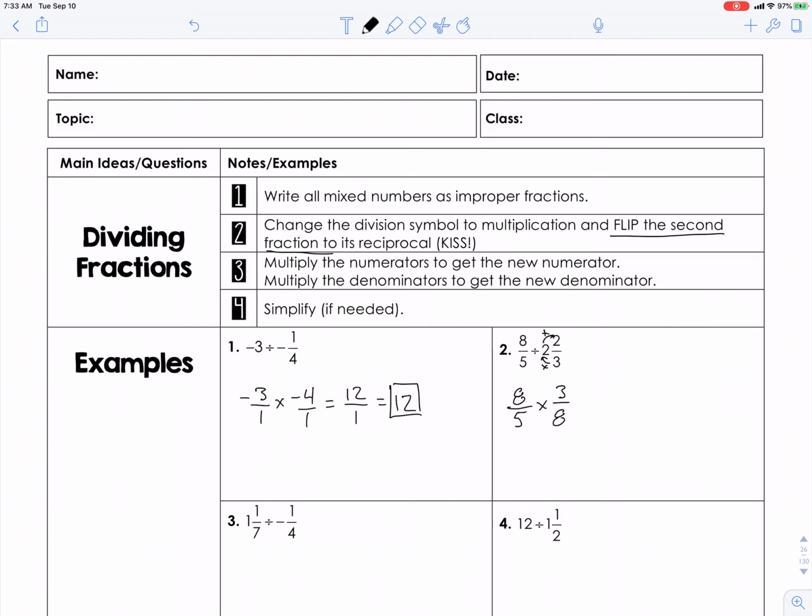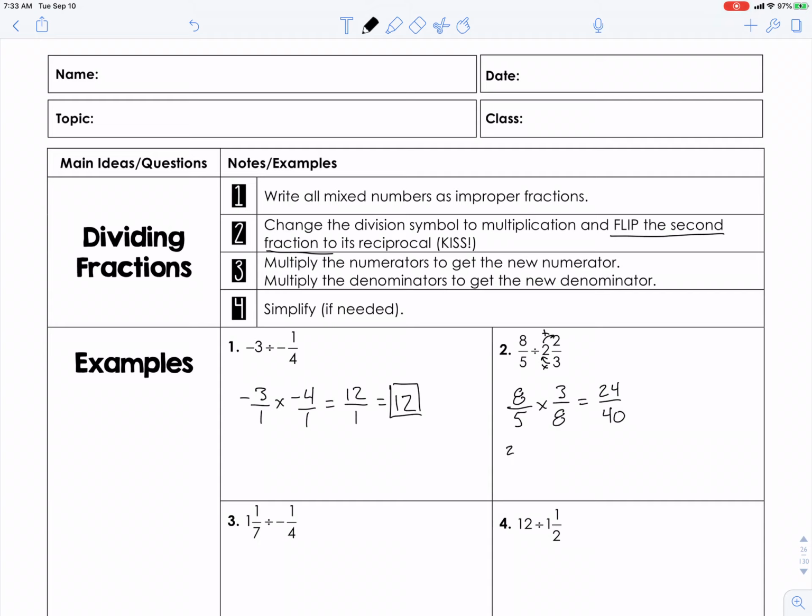Okay. Now I'm going to go ahead and finish this, but then I'm going to go back and say something about how this is set up right now. But let's go ahead and multiply straight across. 8 times 3 is 24. 5 times 8 is 40. And now I need to look at numbers that would go into 24 and 40.